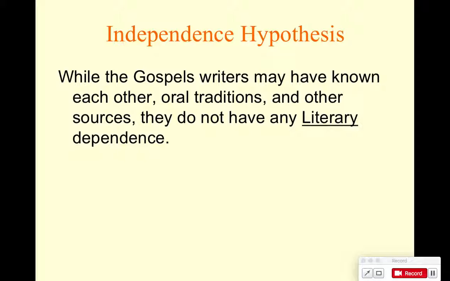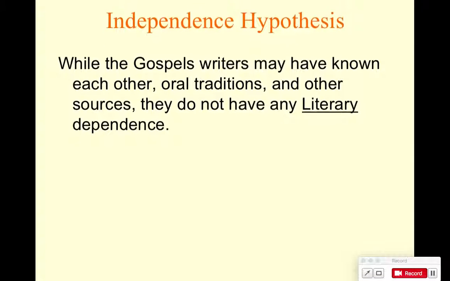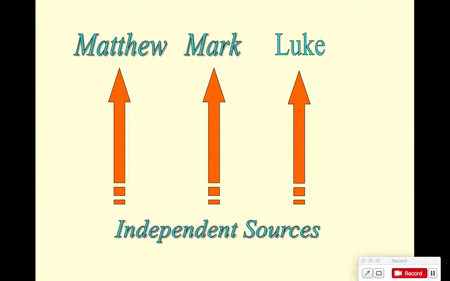Now, the fourth one is really just that they're independent of each other. While the gospel writers may have known the same oral traditions because they heard the same stories, they received the same information, they did not use each other. And so Matthew, Mark, and Luke are all independent. They just heard the same stories and used them, with Mark just having more in common with the other two.